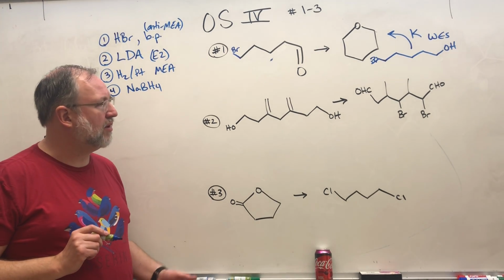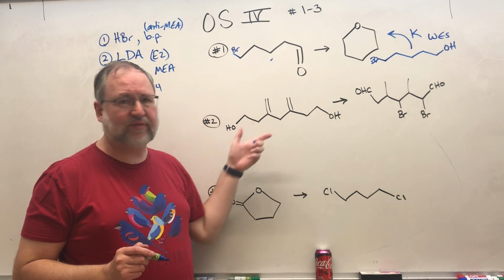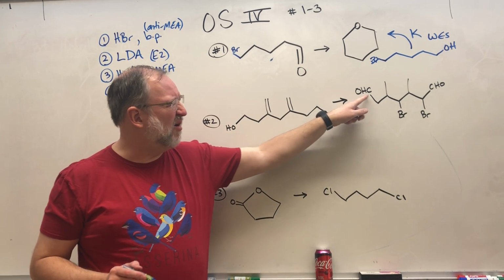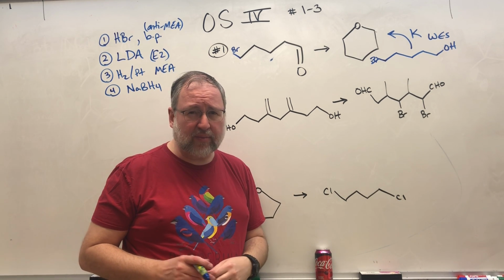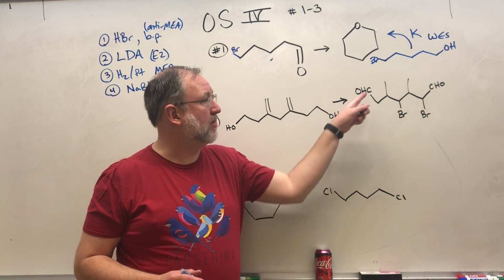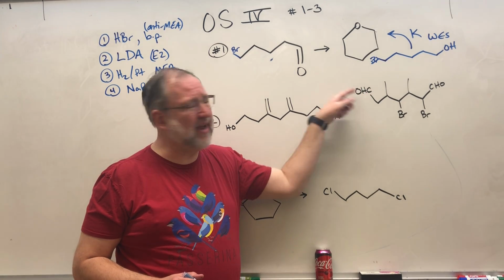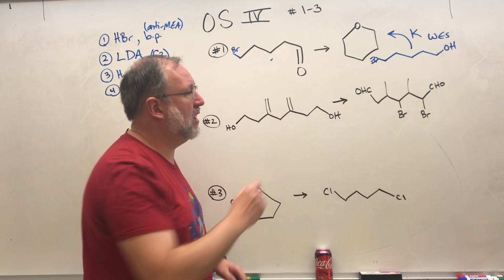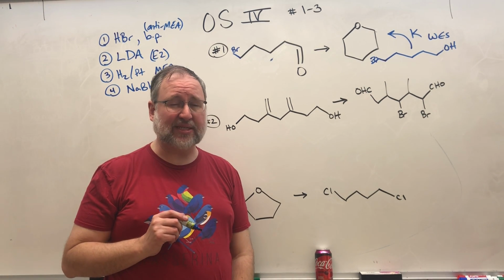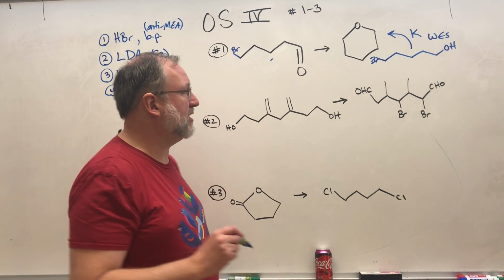Let's go on to number 2. When you first look at number 2, you might have been confused because you might have looked at that and thought, what is that? CHO? Is that an alcohol group? It's not an alcohol group. This would be CH2OH if these were alcohols. So this is the convention for an aldehyde. That's what CHO means. It's an aldehyde.